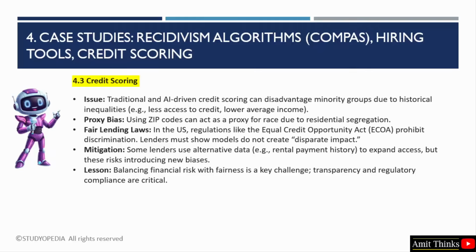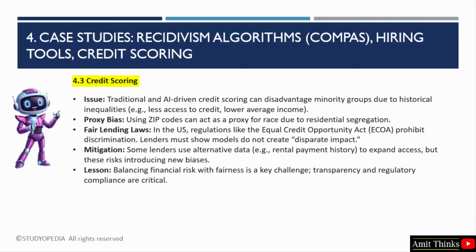Lenders must prove models don't cause disparate impact. Here ECOA is the Equal Credit Opportunity Act. Mitigation: some use alternative data. Example, rent history to broaden access, though new biases may emerge. The lesson here is that balancing fairness with financial risk is tough. Transparency and compliance are essential.